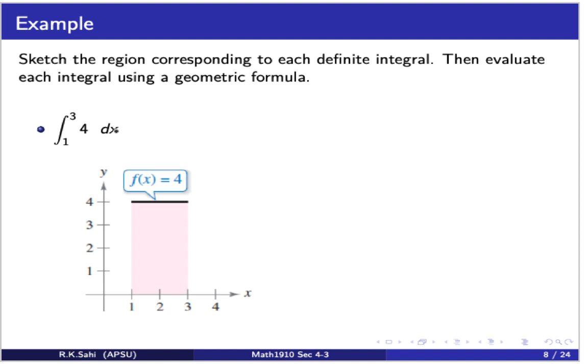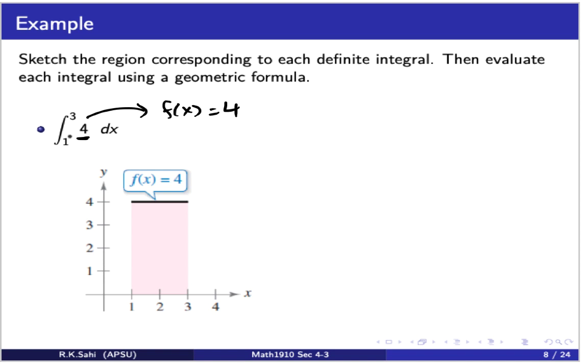So the first thing we're going to do is, we're given this definite integral from 1 to 3, 4 dx. Now let's look at this function. What is my function f(x) here? This is a constant function. A constant function looks like a horizontal line. The graph of that is a horizontal line. So this is how my function looks.